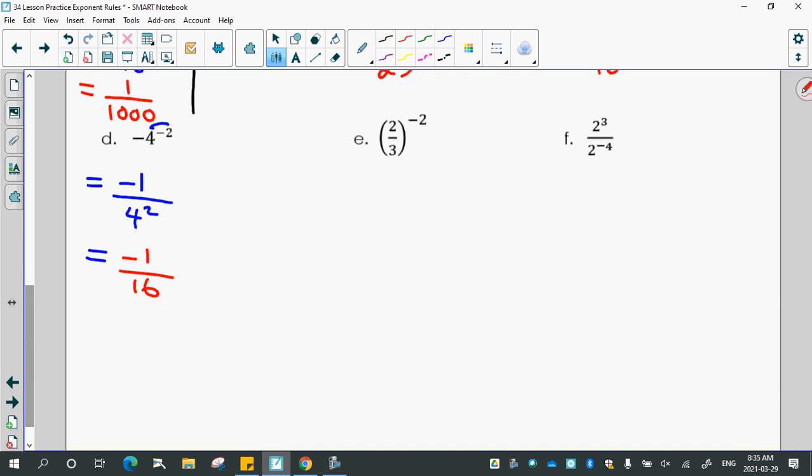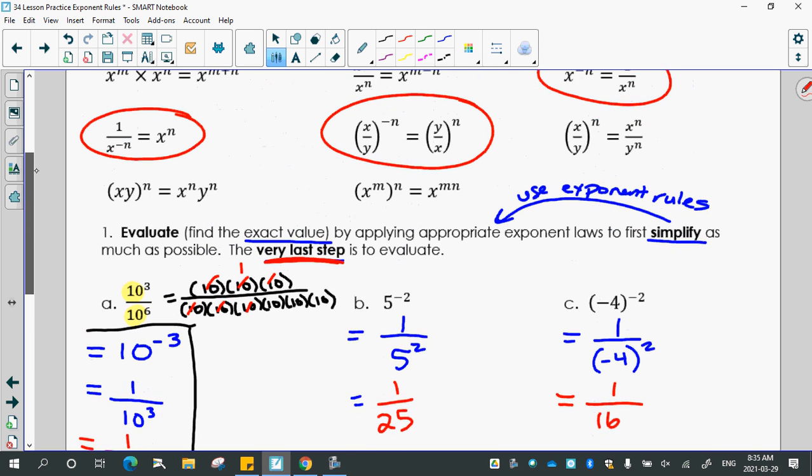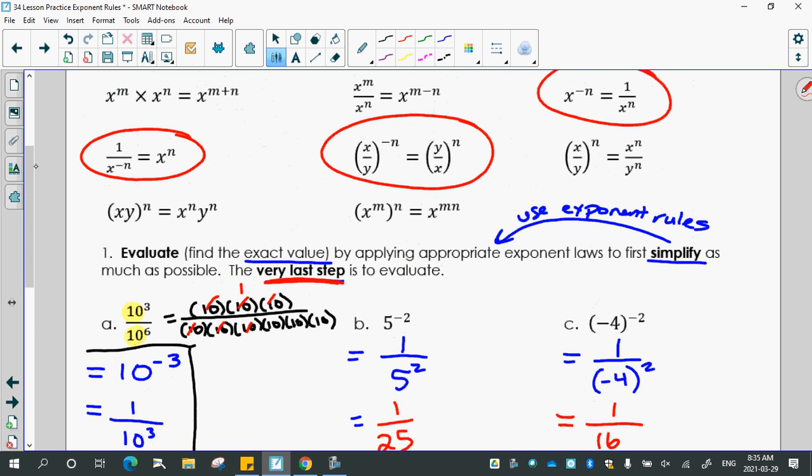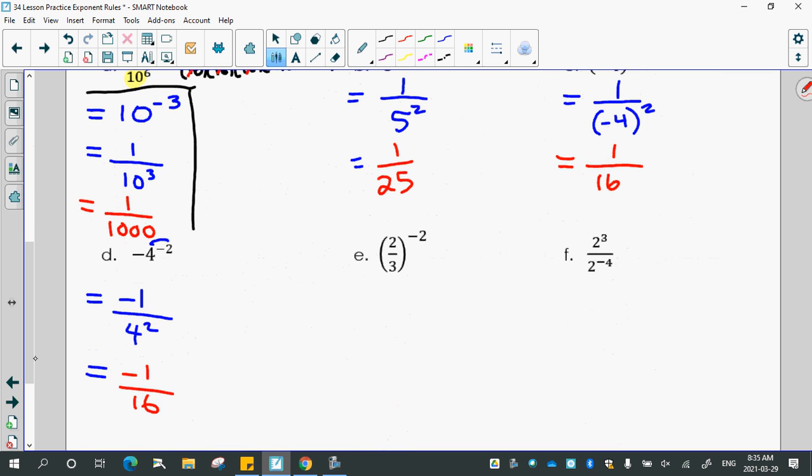A fraction to a negative exponent. We have a rule for that. If you have a fraction to a negative exponent, you can flip the base and the exponent becomes positive. So there's our rule. Our rule is going to be rewriting this as 3 over 2 to the positive 2. There's our first rule we're using.